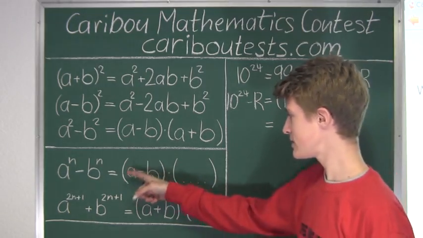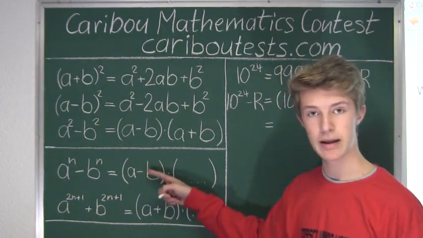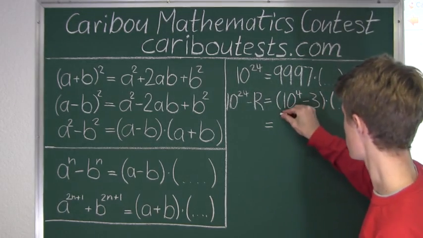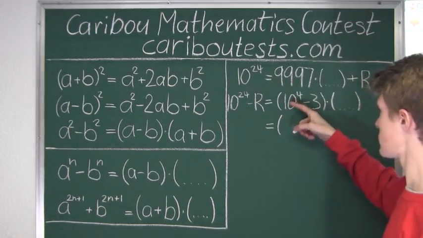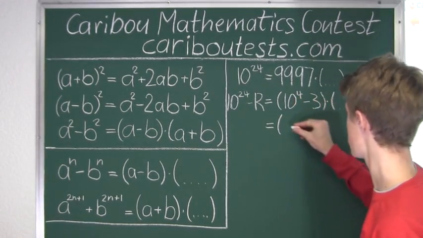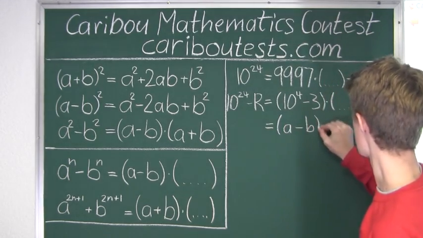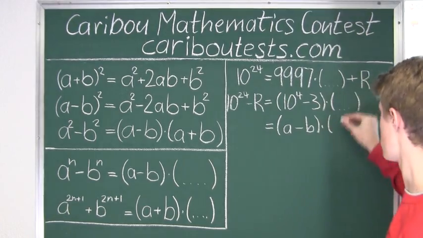We will start off on the right side. We can see it's a minus b, and here we have 10 to the power of 4 minus 3. So we know a would be 10 to the power of 4 and b would be 3. So we will just rewrite a minus b and then times whatever number.